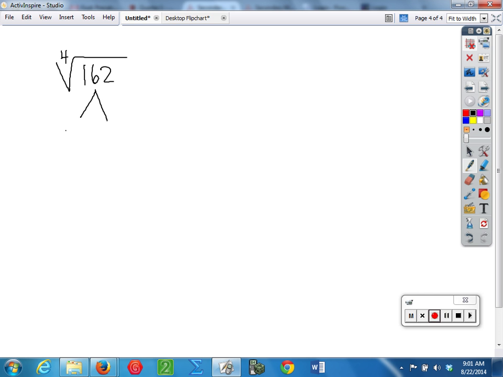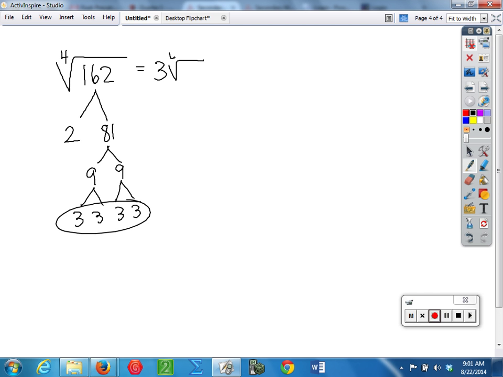So this one is 2 times 81, 9 times 9, 3 times 3. So in order to take something out, if it's a 4th root, you have to have 4 numbers multiplied together to equal it. So this one would just be 3 4th root of 2.